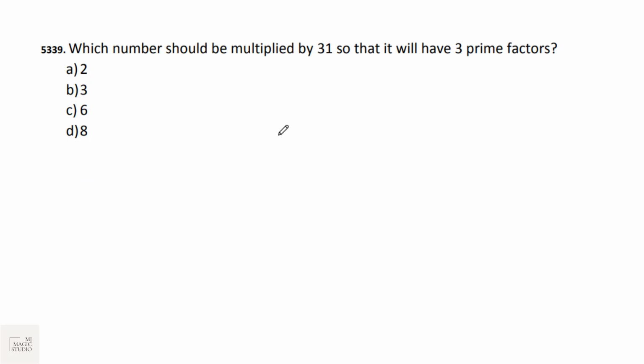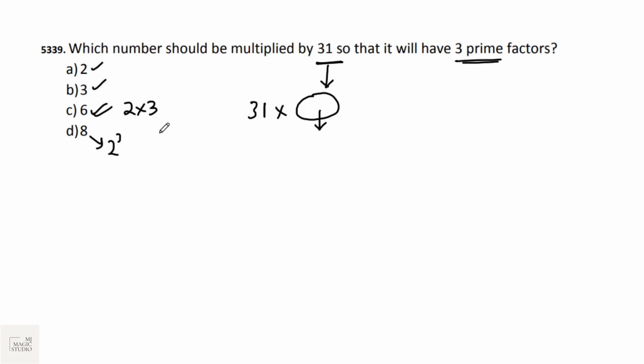Okay, the next one on the screen. Which number should be multiplied by 31 so that it will have 3 prime factors? Now we know 31 itself is a prime number. So we need to multiply this with a number which has 2 prime factors. So out of the given options, 6 is a number which has 2 prime factors, that is 2 and 3. 8 is 2 cube which has only 1 prime factor, and the others are prime numbers themselves. So we'll mark 6.